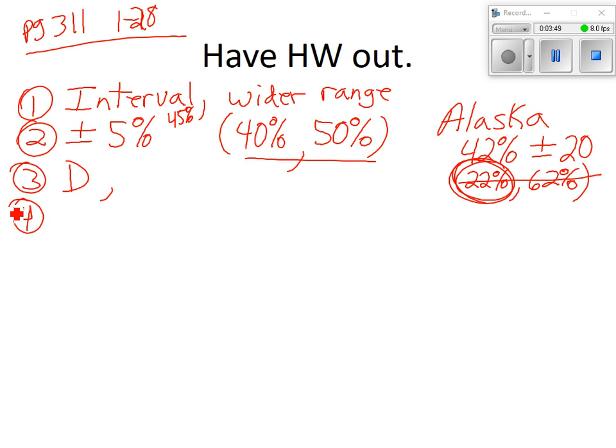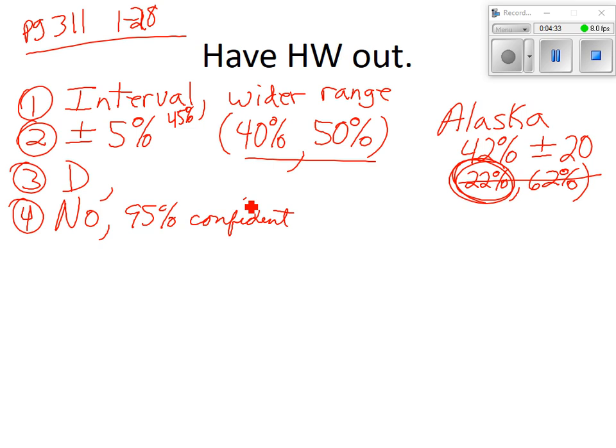Number 4, you construct a 95% confidence interval for a population mean using a random sample. The confidence interval is 24.9 to 31.5. Is the probability that the mean is in the interval 95%? The answer is no. It's not the probability it's going to fall in there. It's that we are 95% confident that the mean falls in that interval. So it's not saying 95% of the time the mean's going to fall in that interval. It's saying if we have this range, we're 95% confident it's going to fall in there.